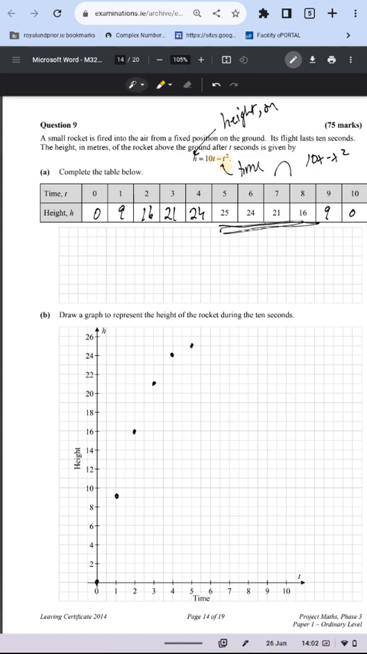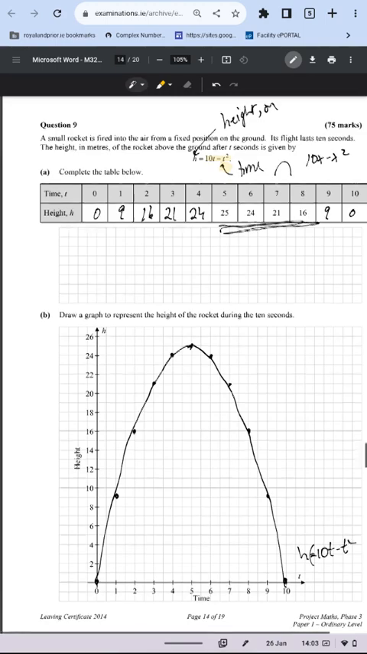I'm downhill now. 6, 24. 7, 21. 8, 16. 9, 9. 10, 0. Join that up. Nice smooth curve. There you go. So that's my function: h is equal to 10t minus t squared.